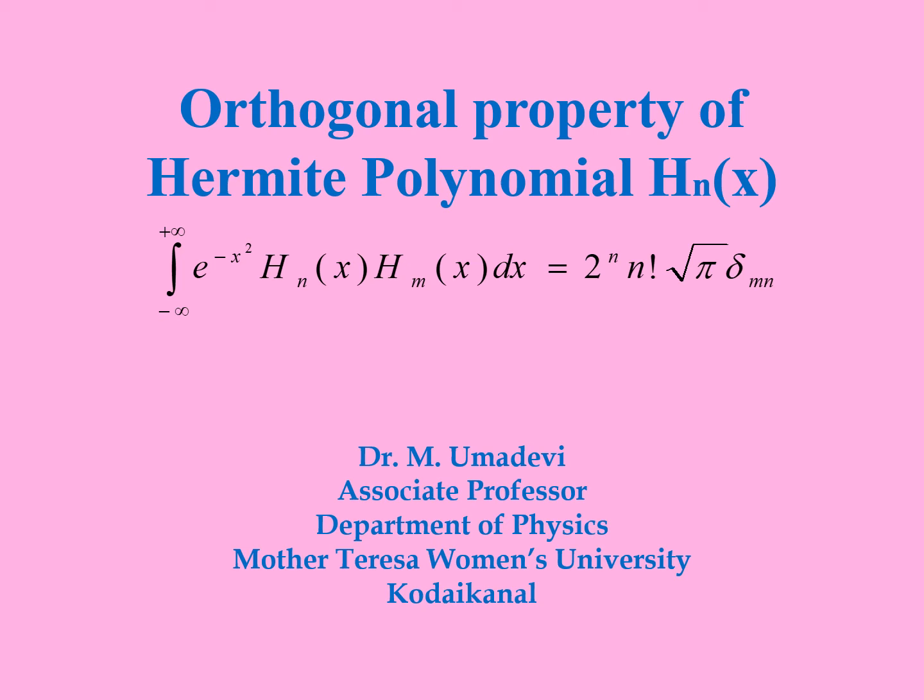Now we'll see how to find the orthogonal property of Hermite polynomial Hn of x. That is to show that the integral from minus infinity to infinity of e power minus x squared Hn of x Hm of x dx is equal to 2 power n factorial square root of pi delta of mn.